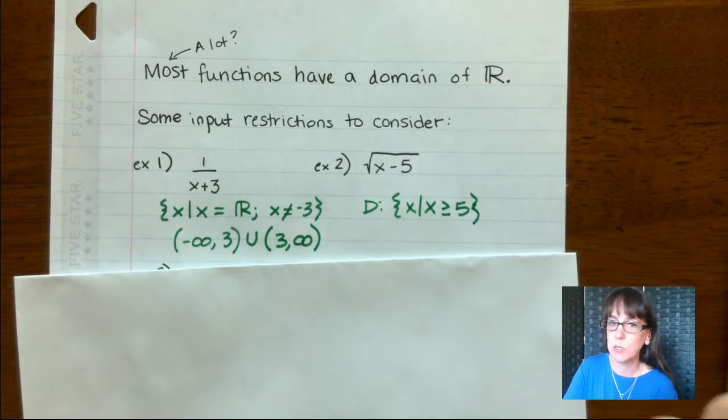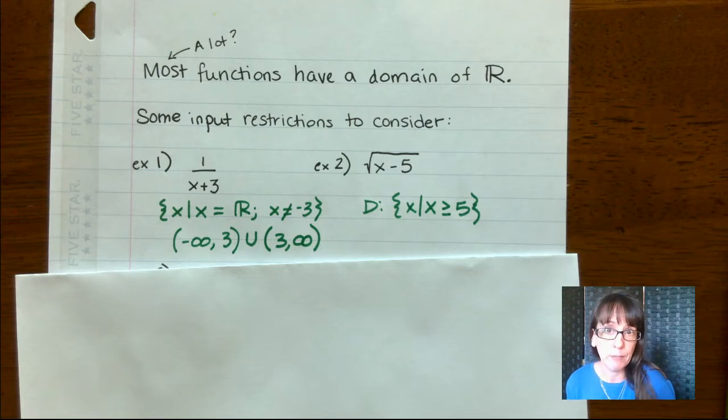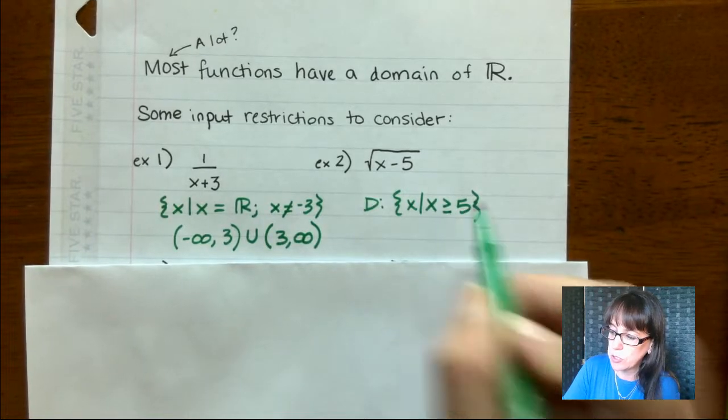It has to be greater than or equal to 5, because that's the restriction on what I'm allowed to put in. Because if I put in 0, I'm going to get a -5. So the way that we would write that is x is greater than or equal to 5.